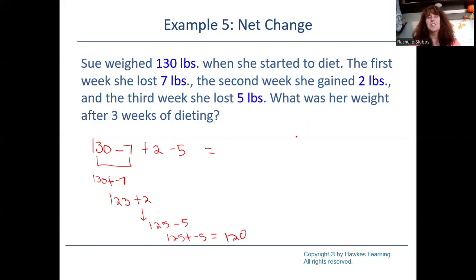Now, you could have taken your calculator, punched in 130, subtracted 7, added 2, and subtracted 5, and you would have ended up with 120. Did I do that right? 7, 123, plus 2, 125, minus 5, yeah. Why does that not feel right? But yeah, okay. 10 difference. She lost basically 10 pounds, didn't she? All right.